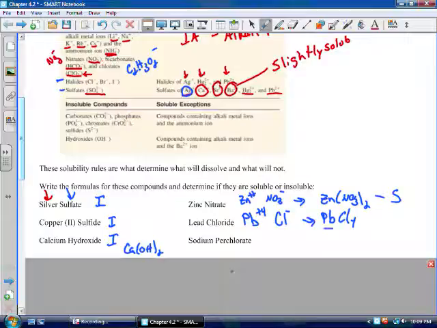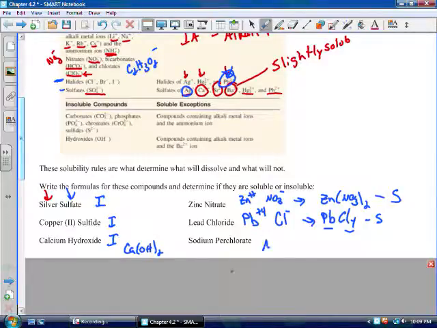Lead is not in that group of cations. Chloride is in my halides down here, but lead is one of the exceptions. Lead 2 is one of the exceptions. Lead 4 is not one of the exceptions, therefore it is soluble. And that's a tricky one because only lead 2 would be the insoluble halide.